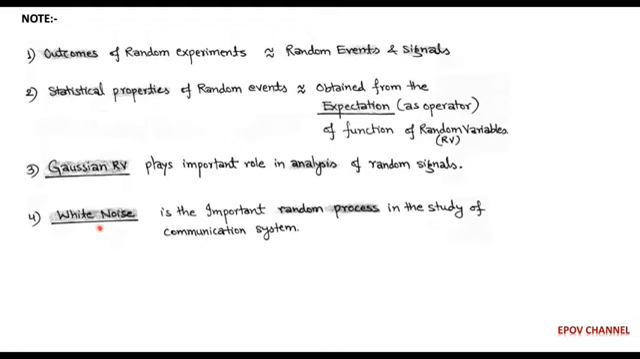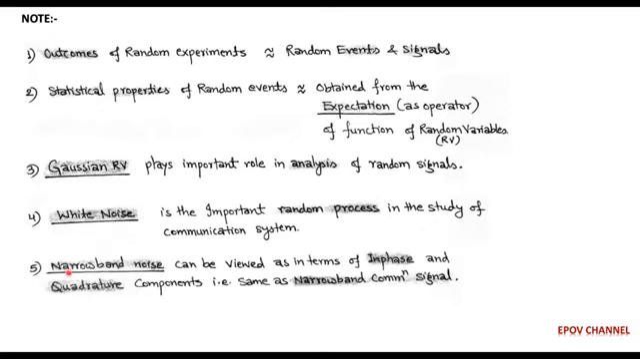Next, the fourth point is white noise. For the analysis of communication systems based on noise performance, white noise is used, which is basically additive white Gaussian noise. And at last, in the communication system, noise is treated as narrowband noise, which can be easily represented in terms of in-phase and quadrature components, hence called narrowband communication signal.